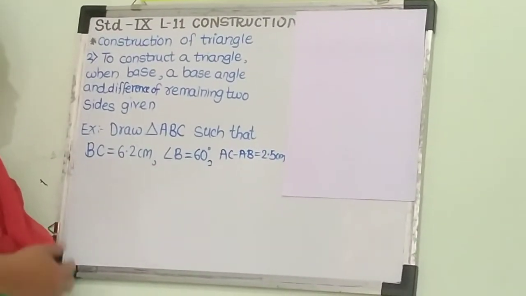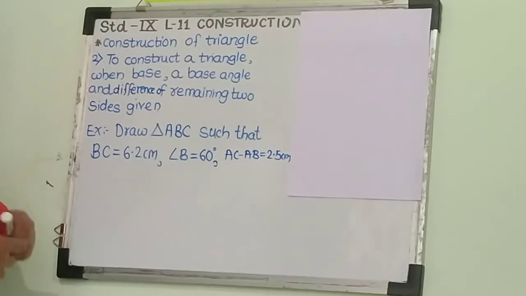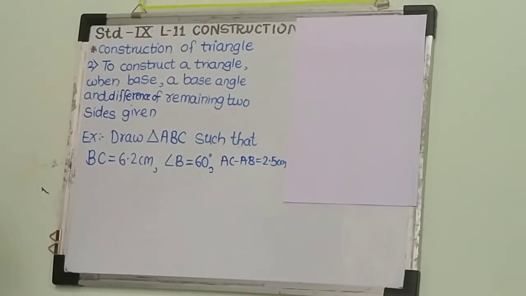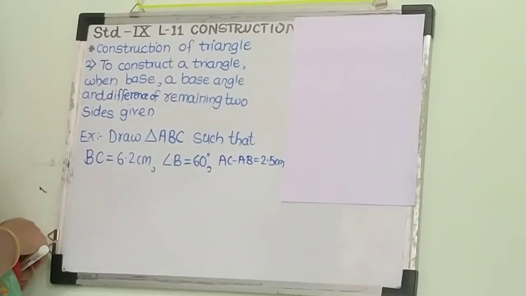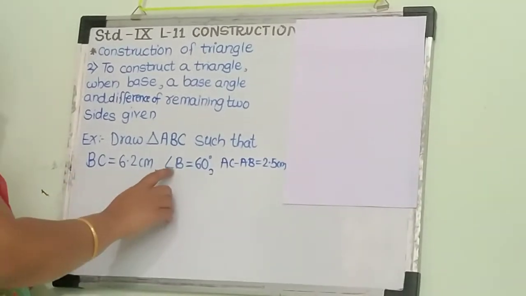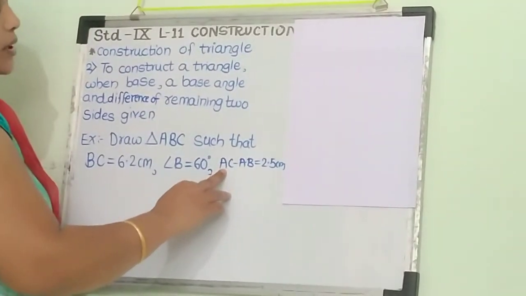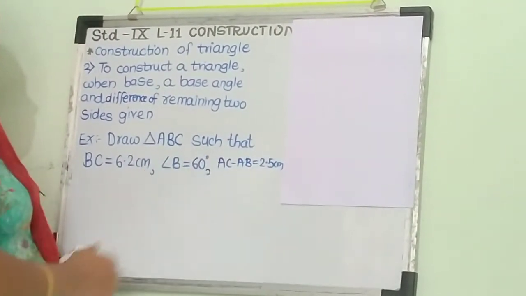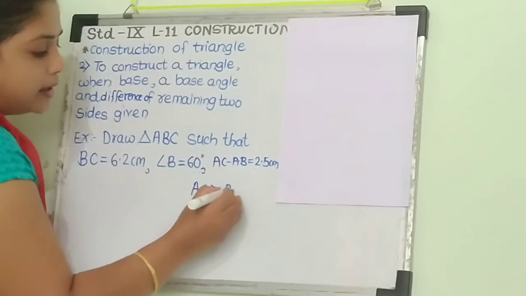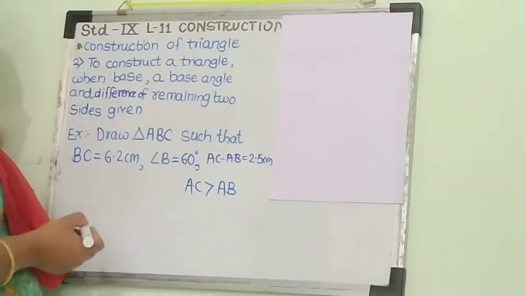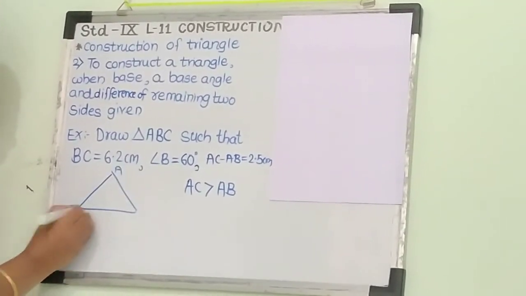Now see, already we see the first case in which we have given the first side, that is PQ is greater than PR. Now here I take the triangle ABC such that BC equal to 6.2 cm, that is the base is given. Then base angle B equals to 60 degree, and we have given now difference AC minus AB equals to 2.5. So here we get AC is greater than AB. Correct. So here our triangle ABC is there, A, B and C.